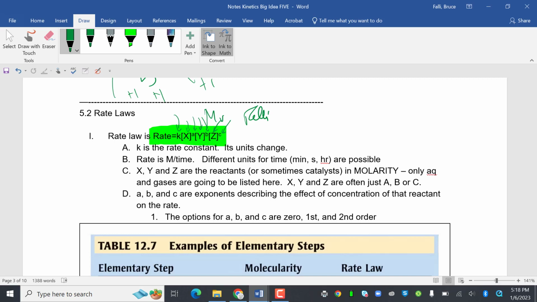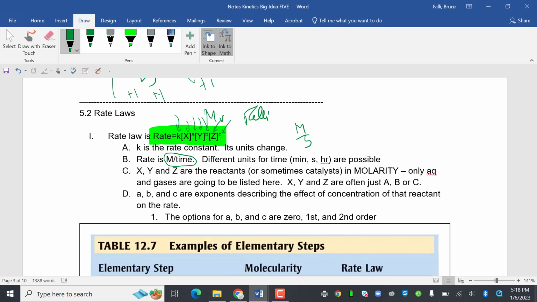Okay? k is the rate constant, and its units change. Sometimes it's molarity per second, and it's all kinds of crazy things. Okay? Rate will be molarity over time. I mentioned that in the last podcast. That's usually how we do rate. It will be with rate laws all the time. Different units for time, minutes, seconds, and hours are possible. It's almost always seconds, though.